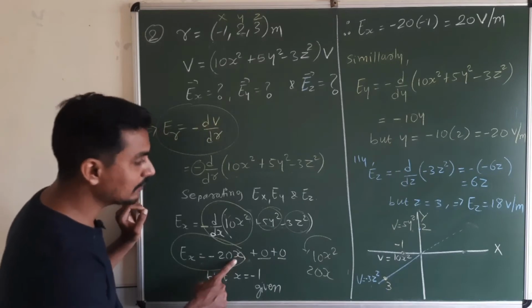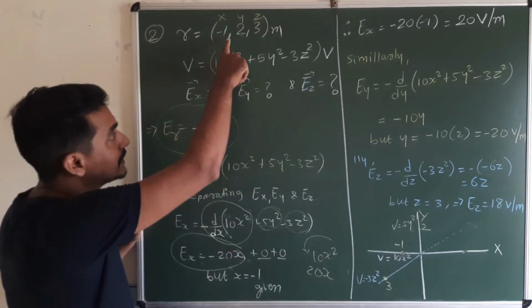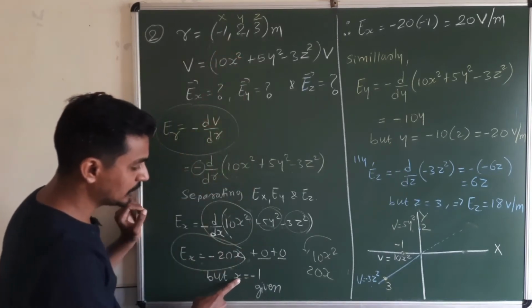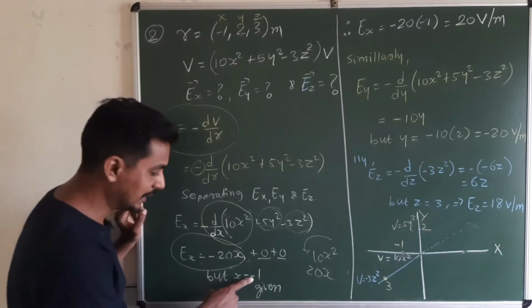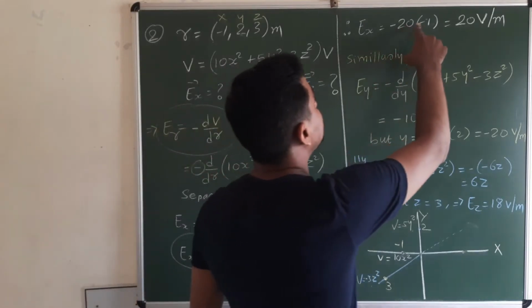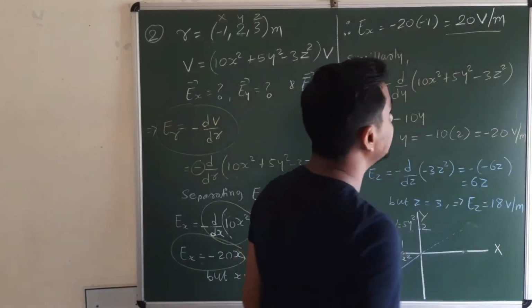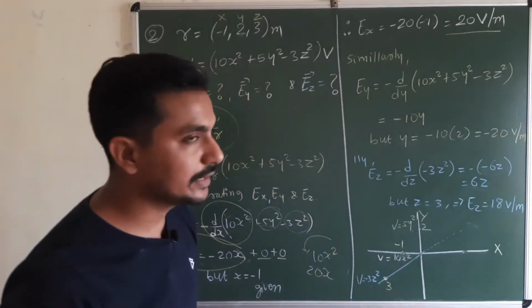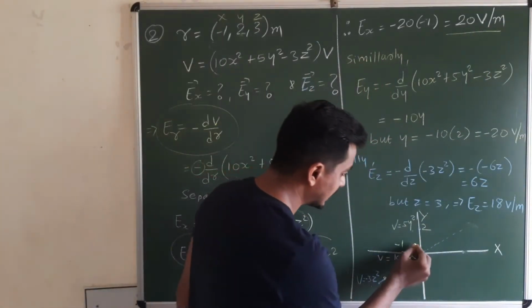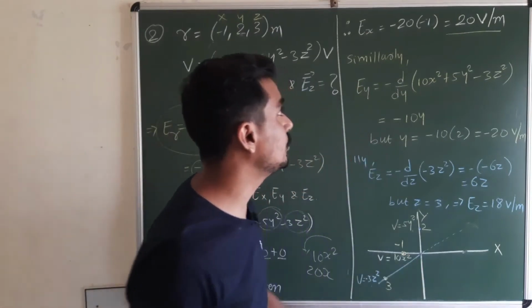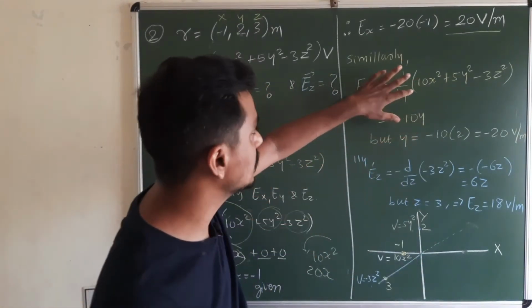Now what is x given? X is given -1. So if we put x is equal to -1, we get -20 into -1 is equal to 20 volt per meter or 20 Newton per coulomb. That is, at this point the electric field is 20 Newton per coulomb.